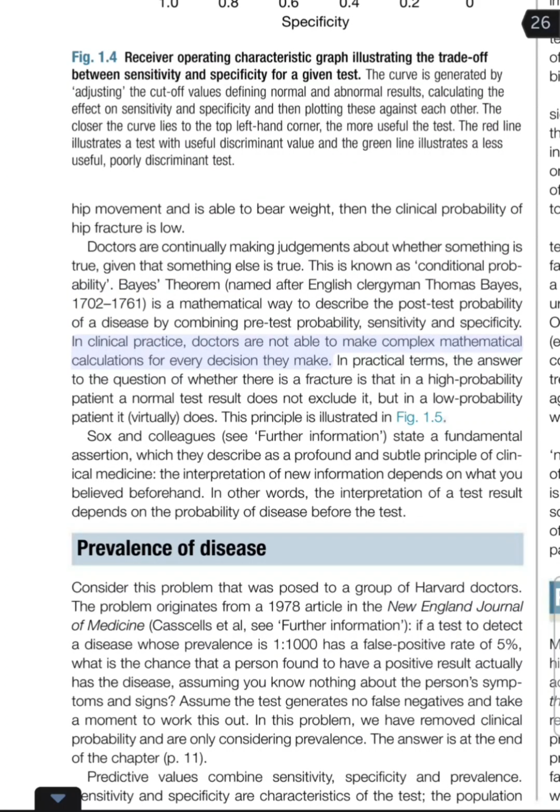In clinical practice, doctors are not able to make complex mathematical calculations for every decision they make. In practical terms, the answer to the question of whether there is a fracture is that in a high-probability patient a normal test result does not exclude it, but in a low-probability patient it virtually does.